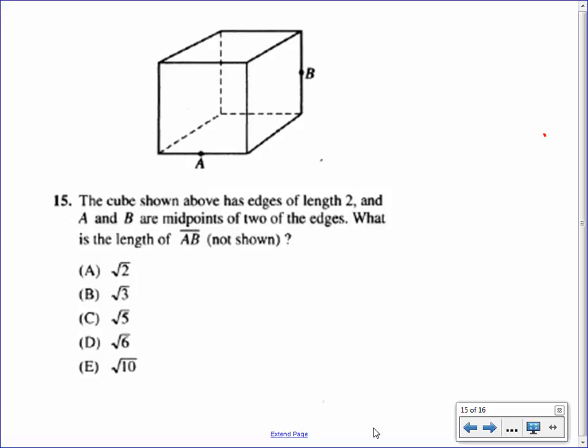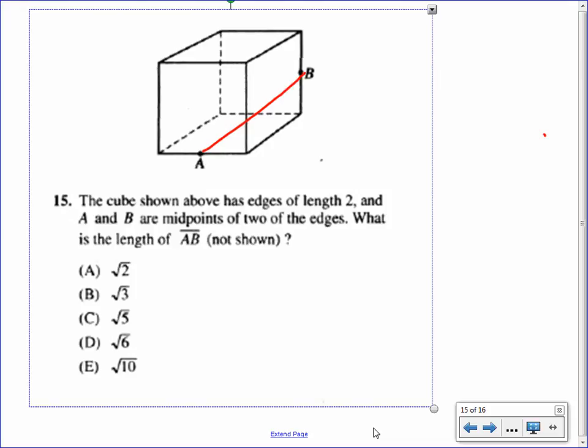This is question 15 to 7, section 9, page 800. So it says the cube above has edges of length 2, and A and B are midpoints of 2 of the edges. What is the length of AB? Not shown. Okay, so they want AB.